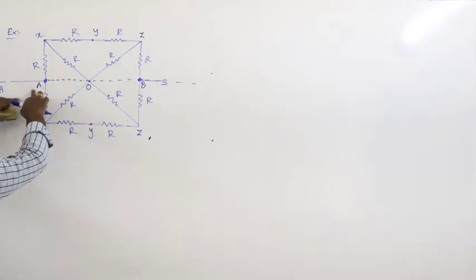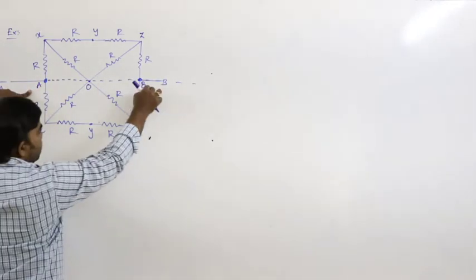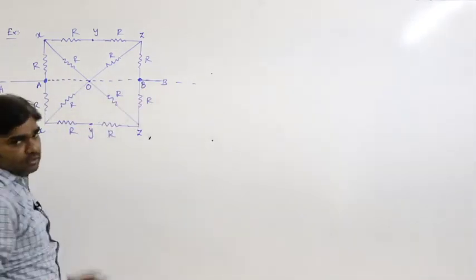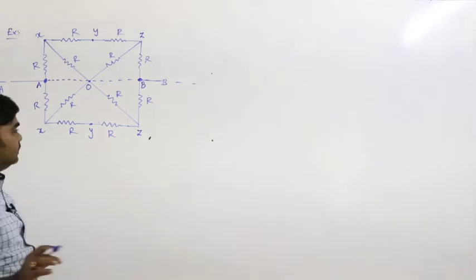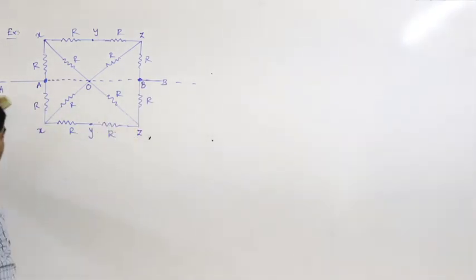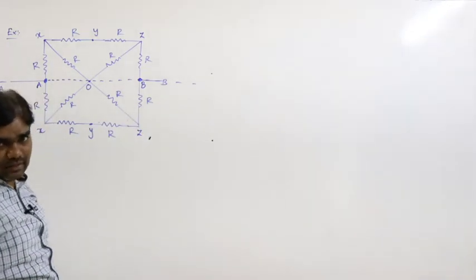Here we have to find the effective resistance between A and B. We must find the effective resistance between the points A and B. That is our task here. For that purpose, I am assuming the symmetry line along the line joining A and B. This is the folding symmetry.